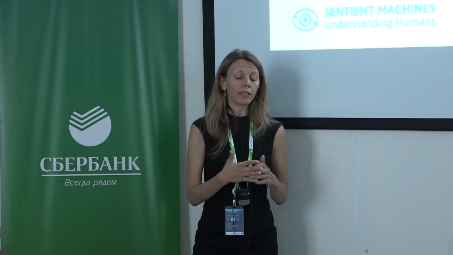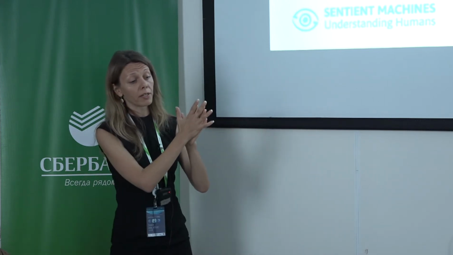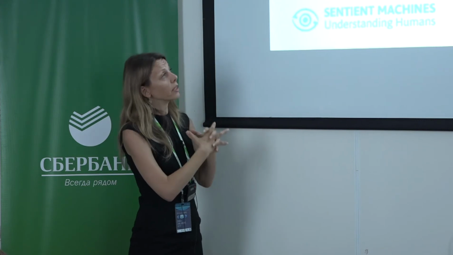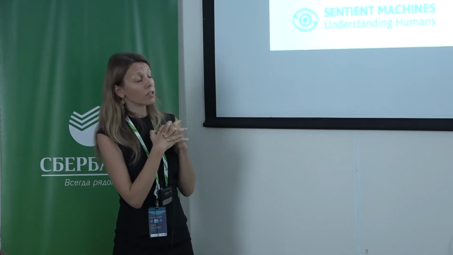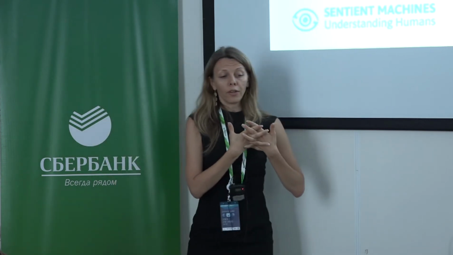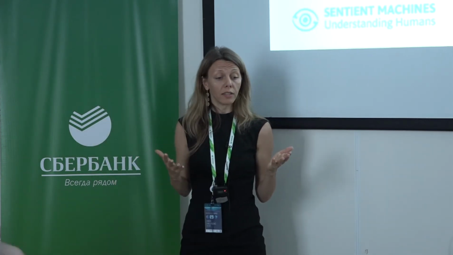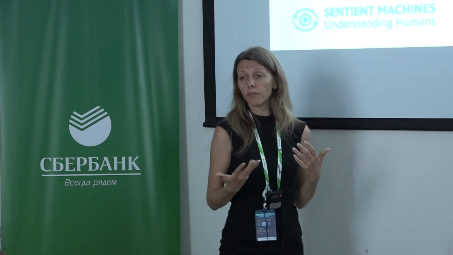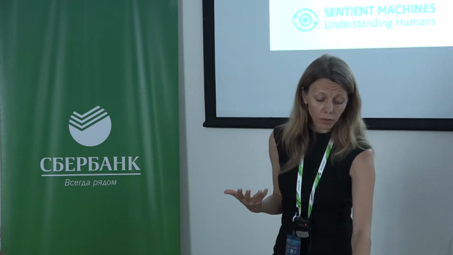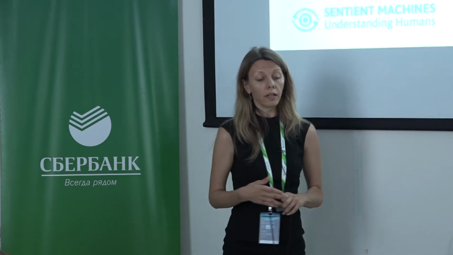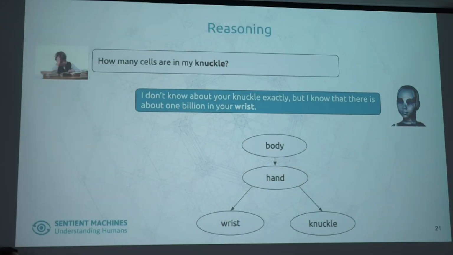So what you can do, and in this particular case we have a boy asking how many cells are in his knuckle. This is from a system we built where we were simulating a teacher and teaching kids biology. The bot says back, "Well, I don't know about the knuckle, but I do know about the wrist, and there are 1 billion in the wrist." It's not exactly the response, but it shows there is some knowledge. To do this, it relies on a structure behind the scenes. In this case, we had an ontology where the wrist and knuckle were both part of a hand, and the hand was part of the body. So it could infer something like this.